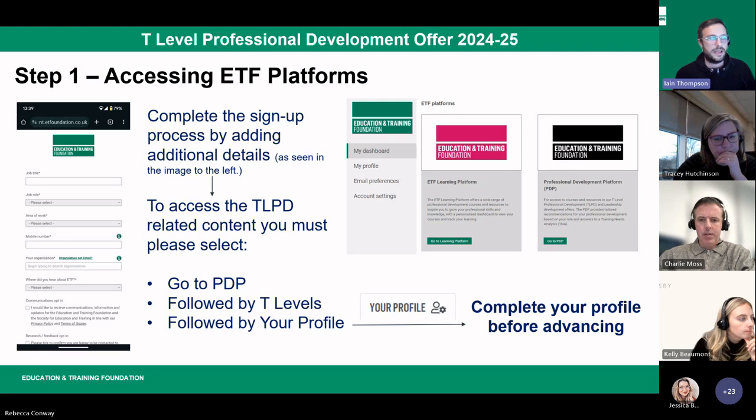In the previous rounds of TLPD, we utilised an external platform called FutureLearn for online courses, but they now sit within the ETF universe on this learning platform. So all your training needs and how you can book is all sitting in one place, which is quite nice. You'll get a profile on the system if you join, and there's also a tracking area where you can track what training you've done and collect things like certificates and so on.